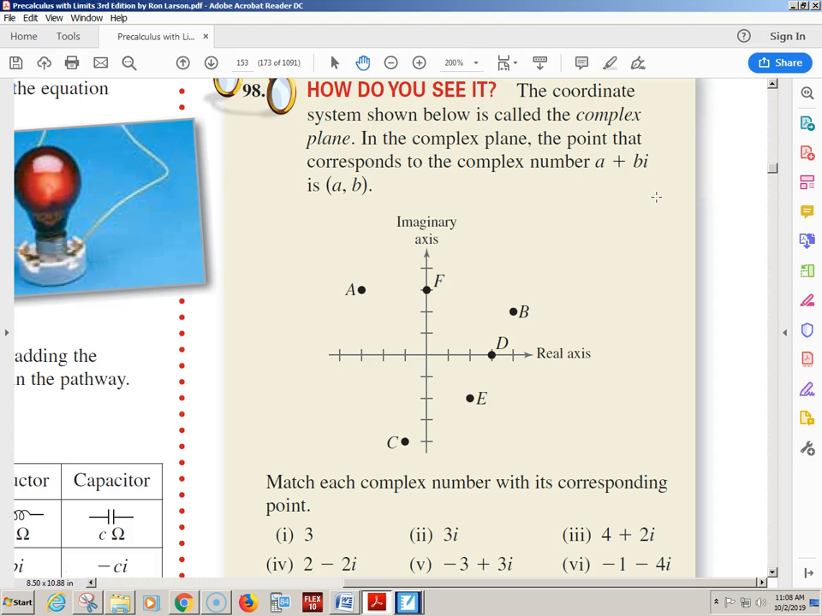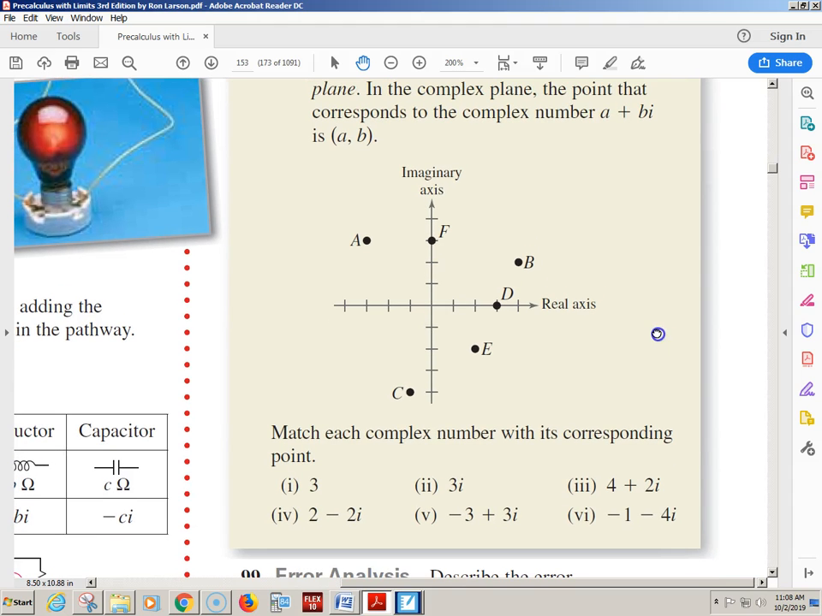Maybe you didn't do the extra credit, but let me show you how easy it would have been. We put the real numbers on this axis, so the reals are x's and the imaginaries are y's. So you look at 3, isn't that 3 plus 0i? So wouldn't that be the point (3, 0)?